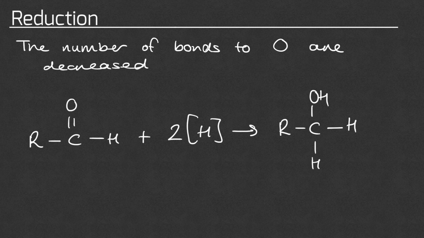The reduction of an aldehyde or a ketone, if we had a R group rather than the H here, needs two equivalents of reducing agent, because we're essentially adding two hydrogens onto the molecule and will form an alcohol. It will form a primary alcohol if we're reducing an aldehyde, and a secondary alcohol if we're reducing a ketone.